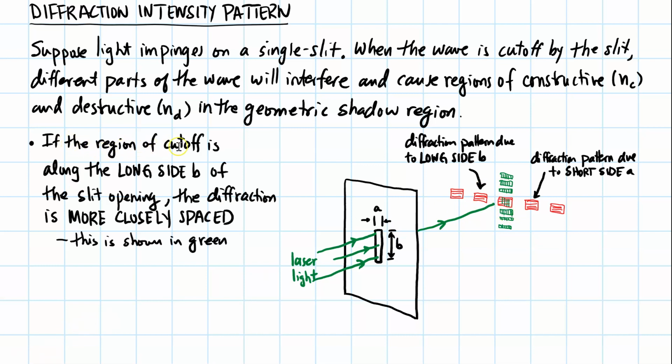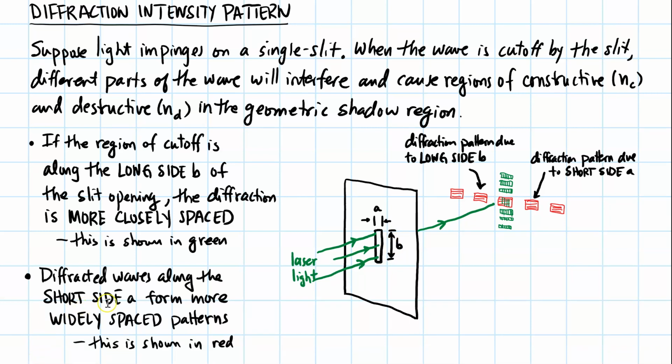If the region of cutoff is along the long side b of the slit opening, the diffraction is more closely spaced, and you can see this in the green right here. So this green is due to diffraction along b. On the other hand, diffracted waves along the short side a form widely spaced patterns. This is shown here in red.